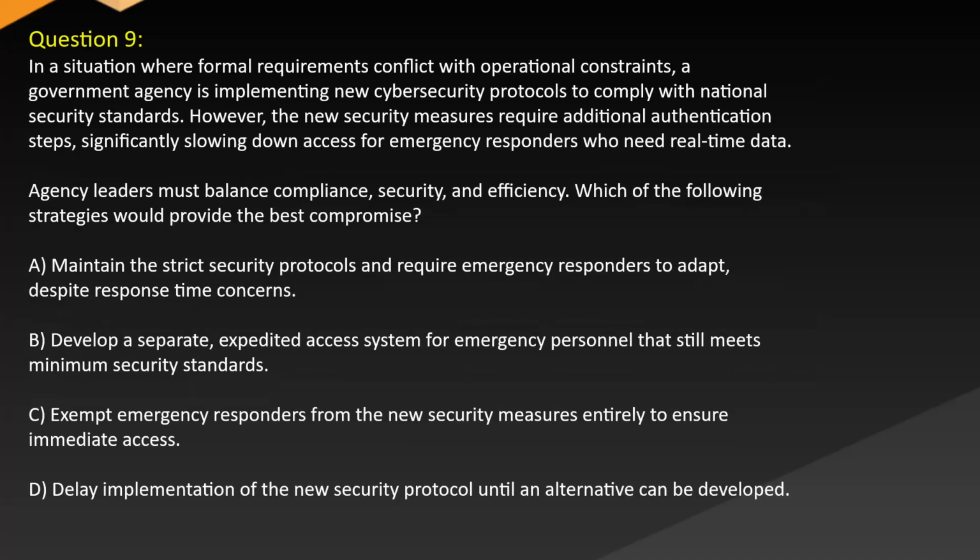Question 9. In a situation where formal requirements conflict with operational constraints, a government agency is implementing new cybersecurity protocols to comply with national security standards. However, the new security measures require additional authentication steps, significantly slowing down access for emergency responders who need real-time data. Agency leaders must balance compliance, security, and efficiency. Which of the following strategies would provide the best compromise?